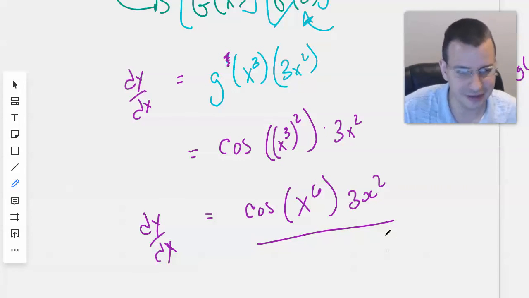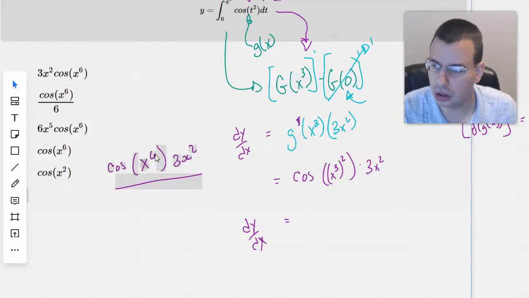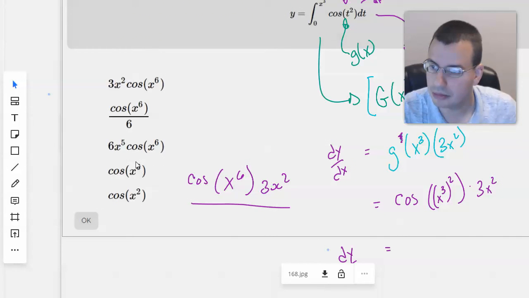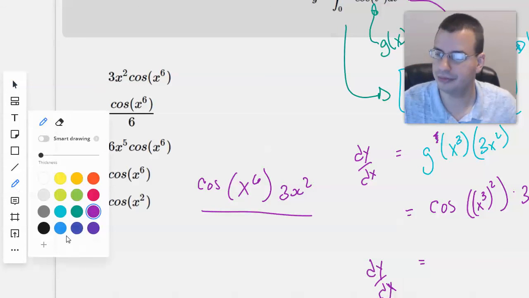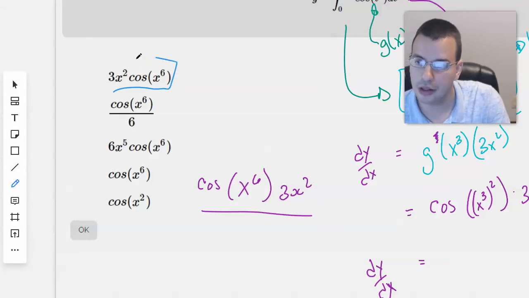I should probably check to see if this answer is even possible. Am I completely wrong? Maybe. Cosine of x to the 6. Why is there a... Nope. Aha, this one, the top one. So this would be the answer.